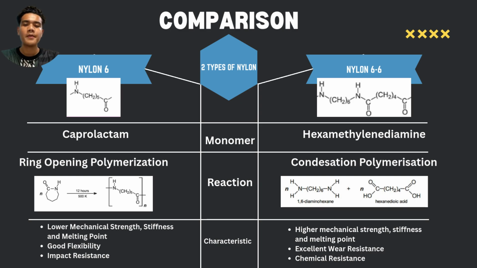The two nylons that we'll be focusing on will be nylon 6 and nylon 6,6. Nylon 6 has a monomer of caprolactam, while nylon 6,6 has a monomer of hexamethylene diamine. The reaction for nylon 6 is ring opening polymerization, while nylon 6,6 is condensation polymerization. The characteristics for nylon 6 are lower mechanical strength, stiffness, and good flexibility. It has also good impact resistance. Whereas for nylon 6,6, the characteristics are high mechanical strength, stiffness, and melting point, excellent wear resistance, and chemical resistance.